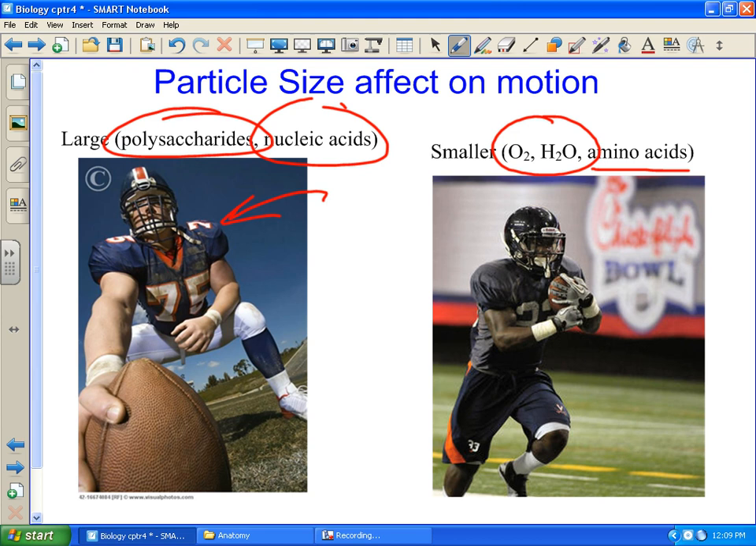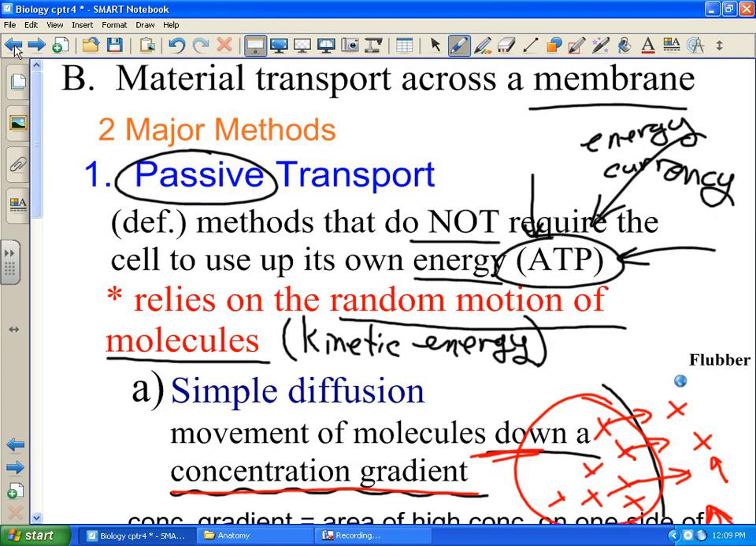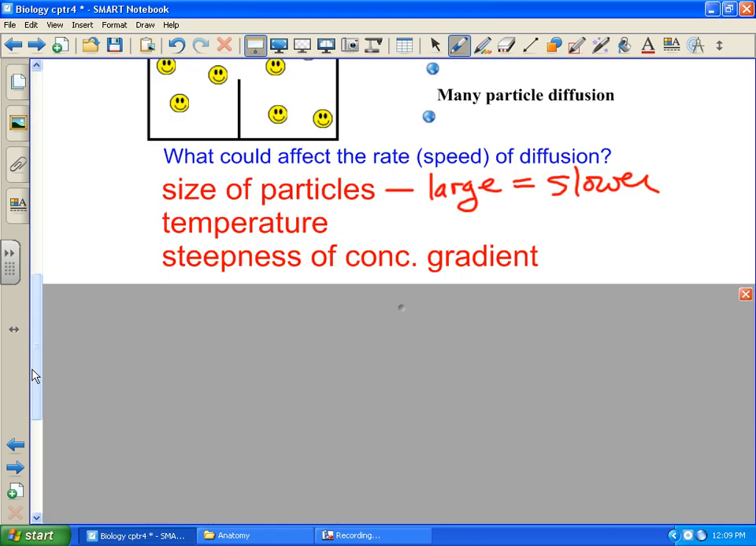And the difference is pretty striking. These guys weigh a lot more. They're not going to be able to move very fast. You don't see centers scoring touchdowns. Okay, so particle size makes a big difference. Big particles move slow. Small particles move fast.